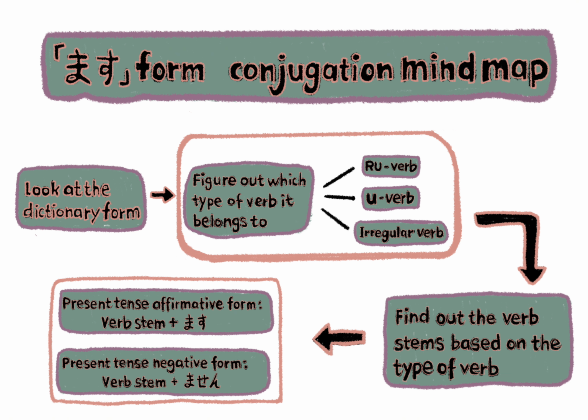To conjugate the present tense affirmative form, you add masu to the verb stem. To conjugate the present tense negative form, you add masen to the verb stem. Irregular verbs do not follow these conjugation rules. You need to memorize the conjugation for irregular verbs.